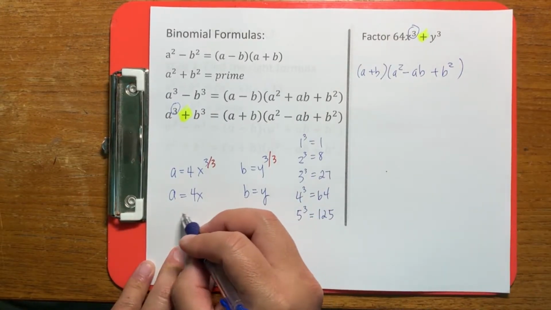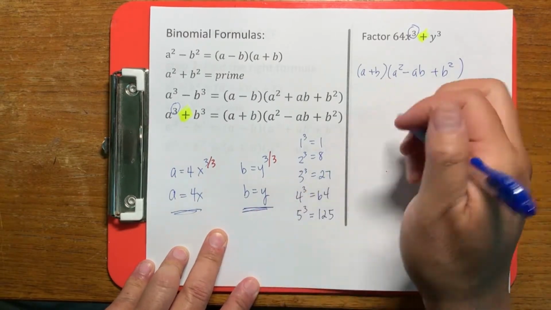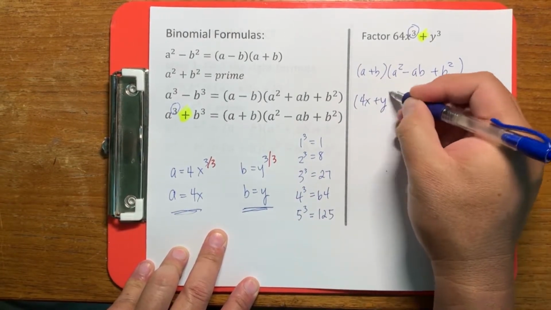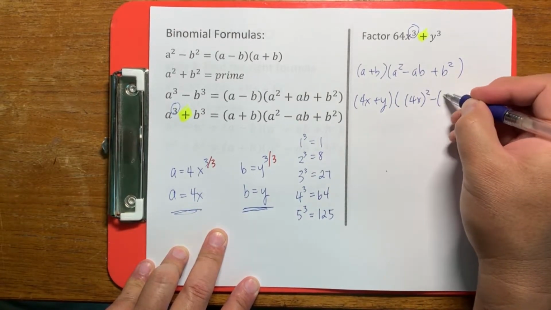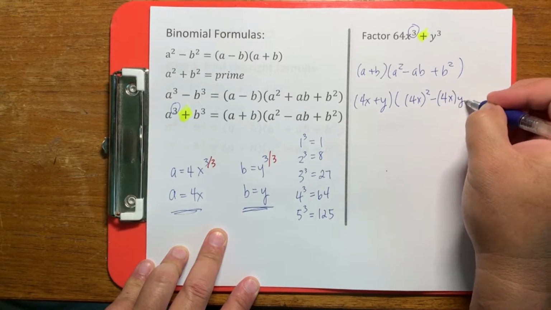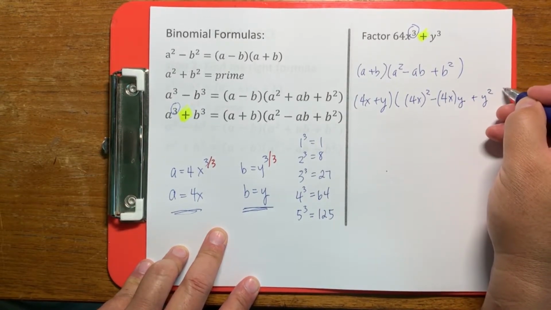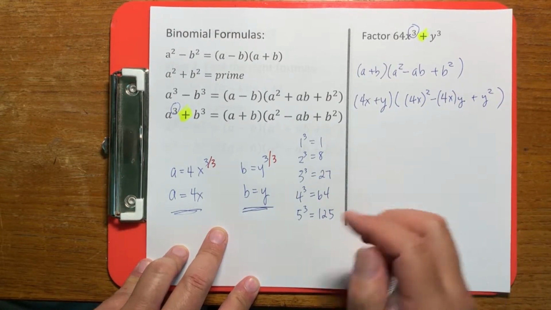Okay, remember a is equal to 4x and b is equal to y. So let's just plug it in. 4x plus y, 4x squared minus 4x times y plus y squared. Now let's clean this up a little bit.